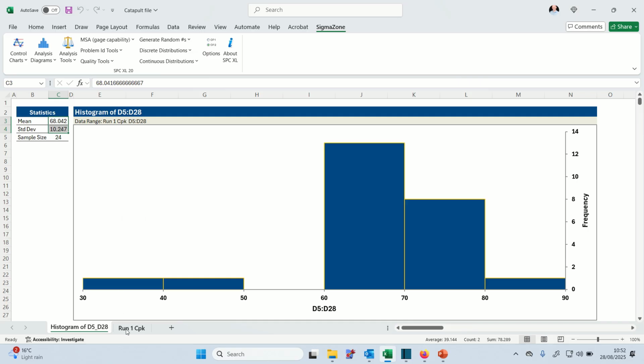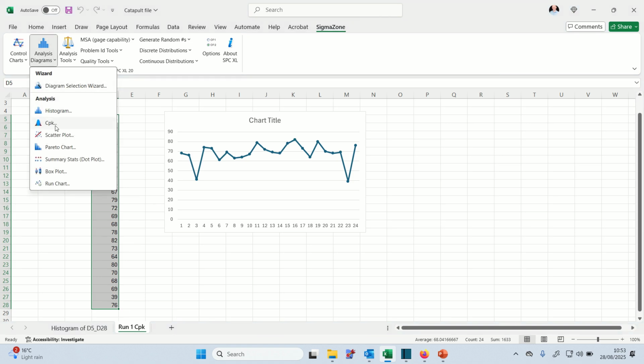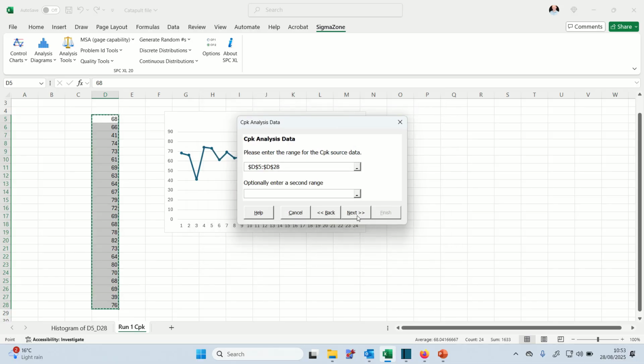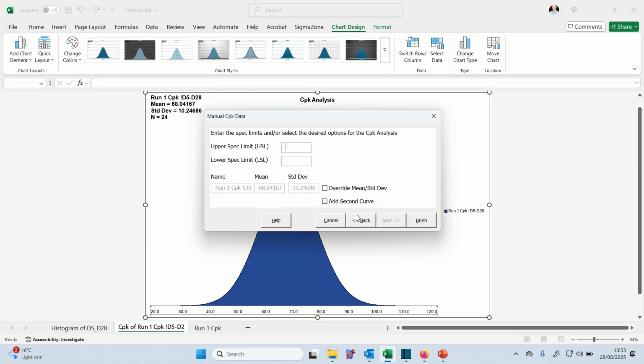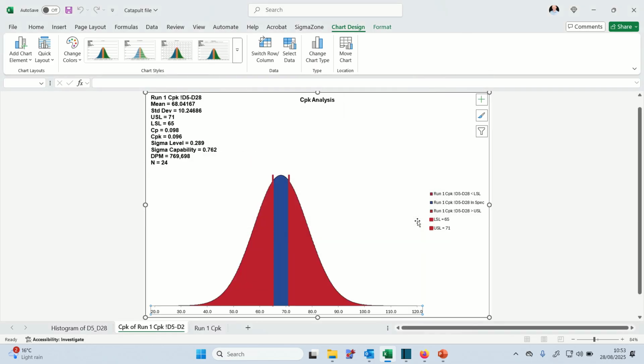And now we'll do the capability diagram that just makes that point as well. So Sigma Zone, analysis diagrams, CPK. I'm going to suggest that 68 is the right target. So I'm going to go +3, which takes me to 71, -3, which takes me down to 65. Click finish. And there is my capability.